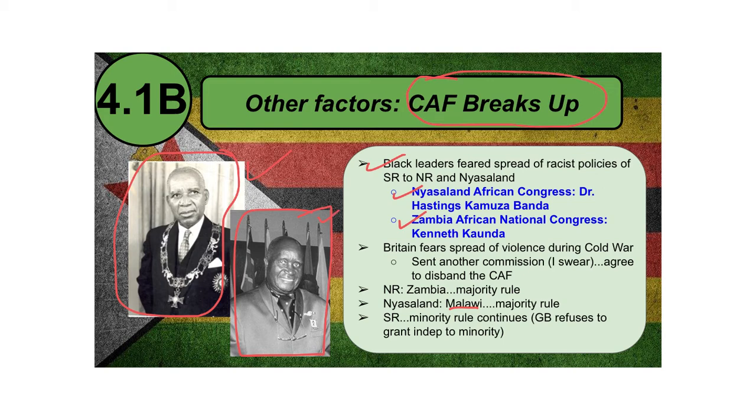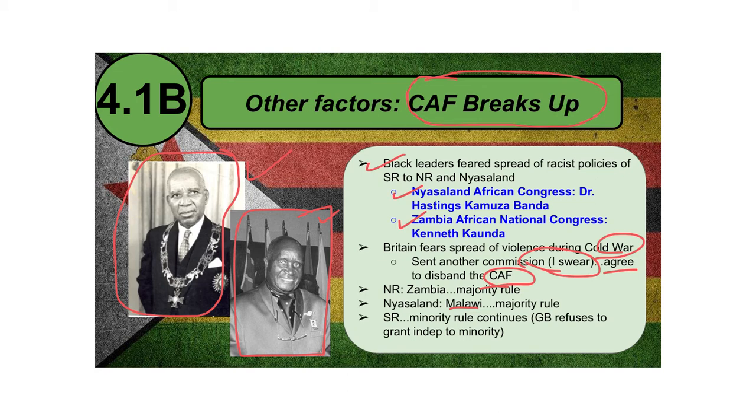Now, Britain is fearful of the spread of violence during the Cold War, and so they don't want any other violence spreading out because we have Cold War things going on. And I kid you not, they did send a commission, I swear. They sent another commission. Britain is famous for sending commissions. This particular commission came up with basically the same finding as they did in 1939, and that was that they agreed the Central African Federation should disband because there was such great opposition by the black majority to having the Federation continue.